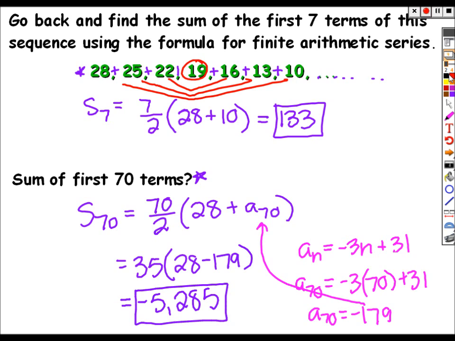And let me emphasize, this equation only works if you have an arithmetic series because you have that constant difference. So for every 3 I'm losing here, I'm gaining 3 on this end, and that's why I can pair up the numbers.